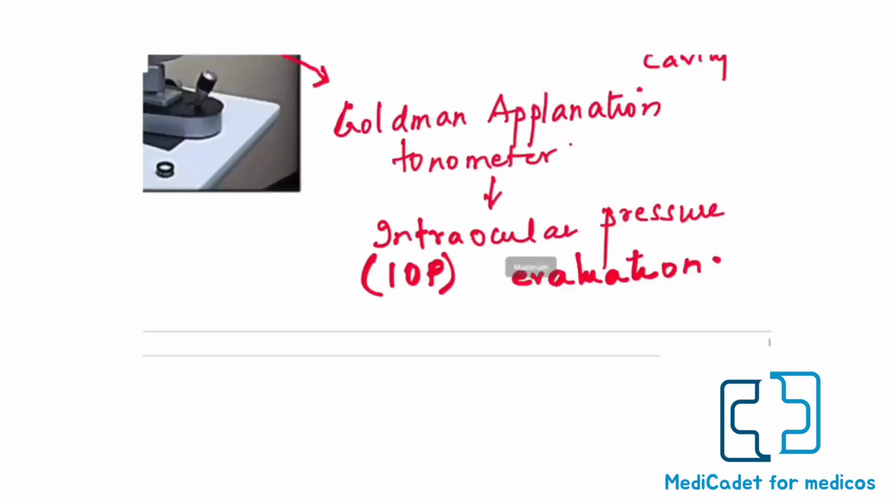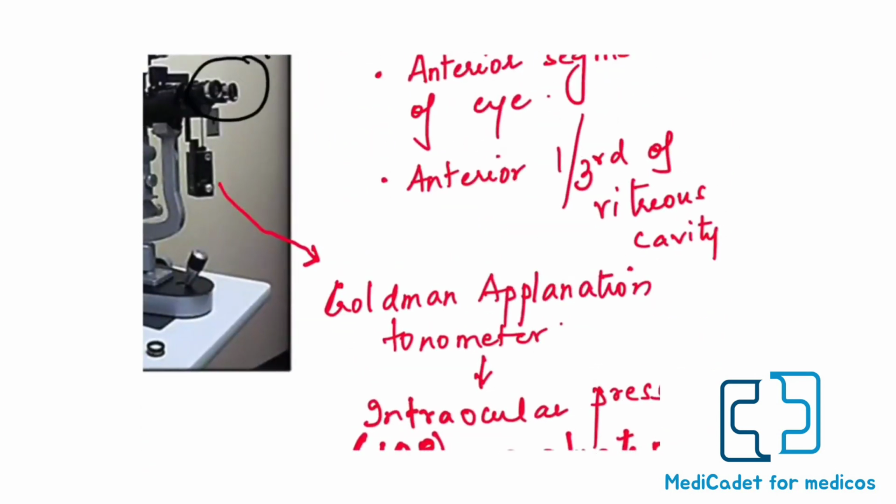See, this slit lamp is allowing me to view only up to the anterior one-third of the vitreous cavity. But if I want to complete my examination, I have to evaluate the posterior part of the vitreous cavity and I also have to evaluate the retina. Only then will my posterior segment evaluation be complete. So how do you do that? There are different methods of doing that.